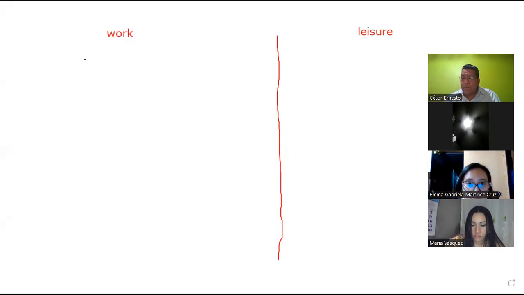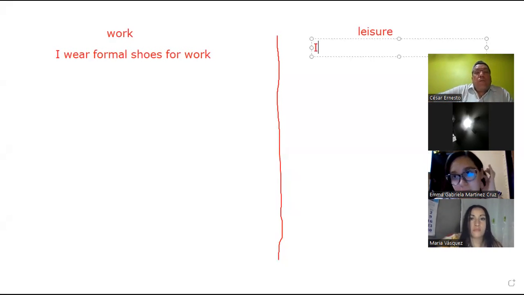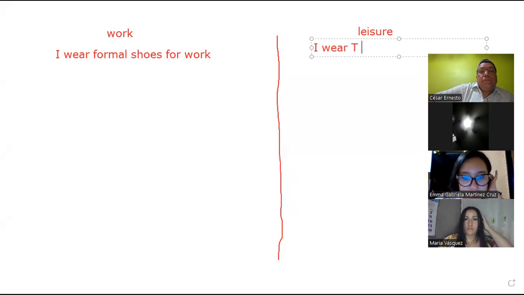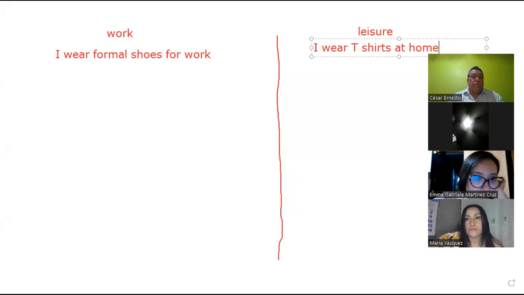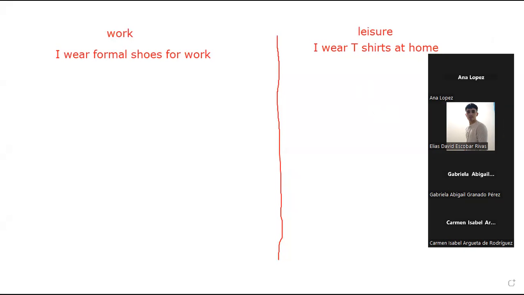So what do you wear for work? What do you wear for leisure? An example can be, I wear formal clothes or formal shoes for work. Leisure, I wear t-shirts at home, chilling. This is leisure time. So let's make sentences using clothing items. Follow the same structure. You don't have to look for something different. I'll give you 3 minutes.